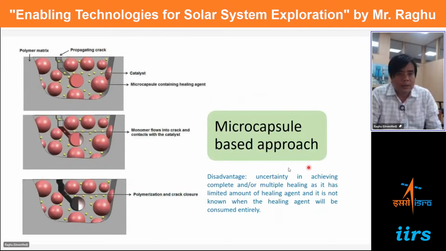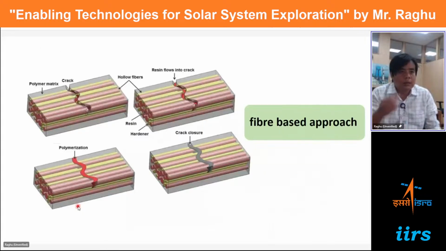Okay, here this is a microcapsule-based approach. You can see inside the materials you are already filled with microcapsules, which are pre-filled with the healing agents. So when the crack happens and the capsule is broken, the material inside will come out and come in contact with the catalyst. Then the polymerization will take place, and this crack will be healed. Okay, this is how that should be done.